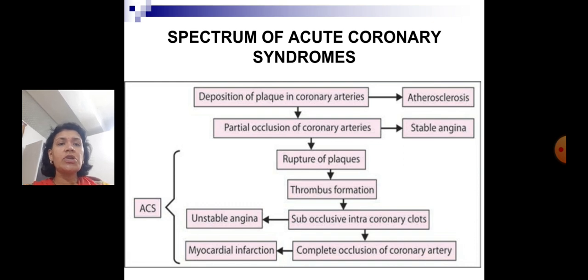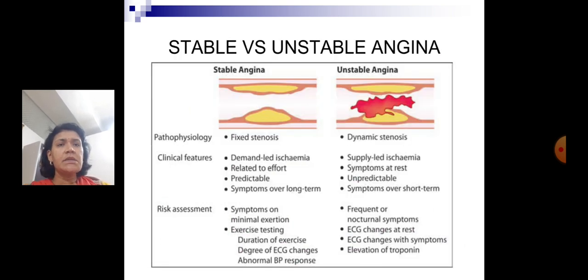The unstable angina and MI, both STEMI and non-STEMI, they are acute coronary syndromes, while this chronic stable angina is a different entity. Stable versus unstable angina. As we can see here, in stable angina there is a fixed stenosis, while in unstable angina there is a dynamic stenosis.